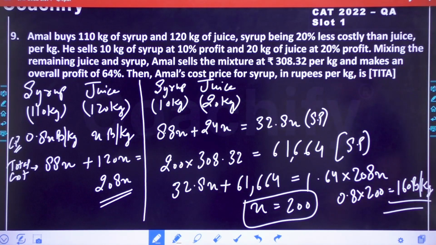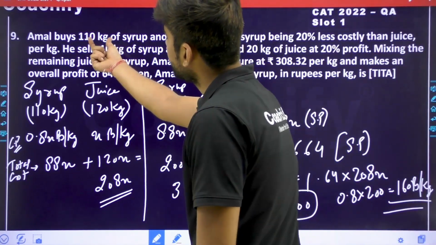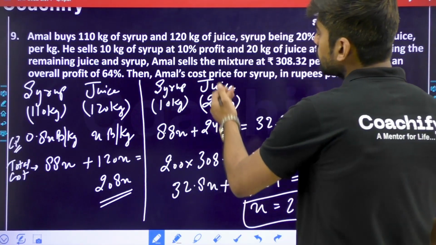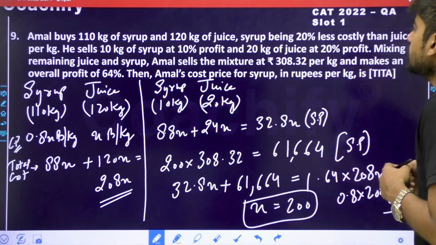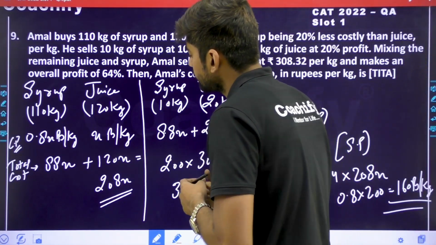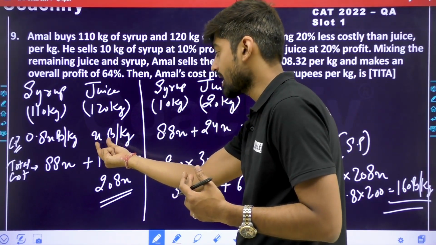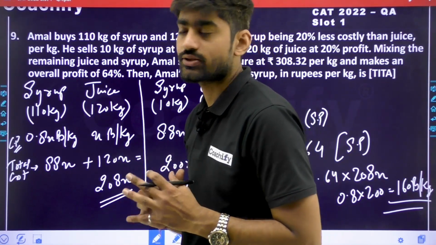That's the correct answer for this particular question. So let's quickly repeat what we have done here. We were provided with a total quantity of syrup equal to 110 kg, and a total quantity of juice of 120 kg, syrup being 20% less costly than juice. So we have taken the cost price per kg of juice as x rupees. So the cost price per kg of syrup becomes 0.8x rupees.